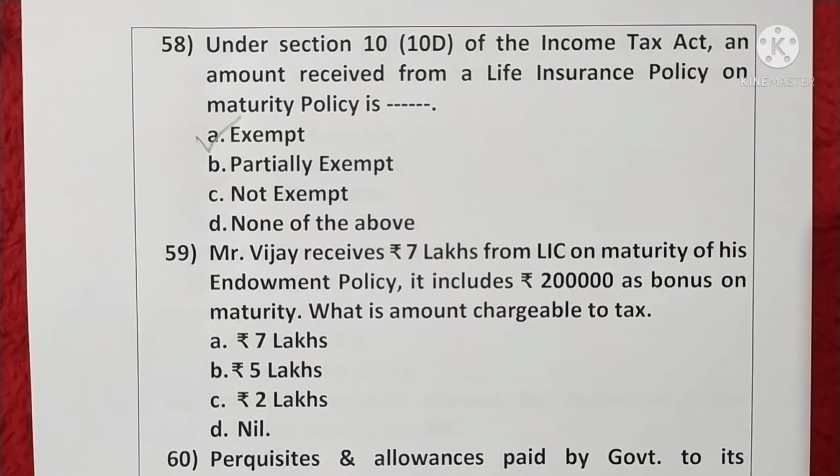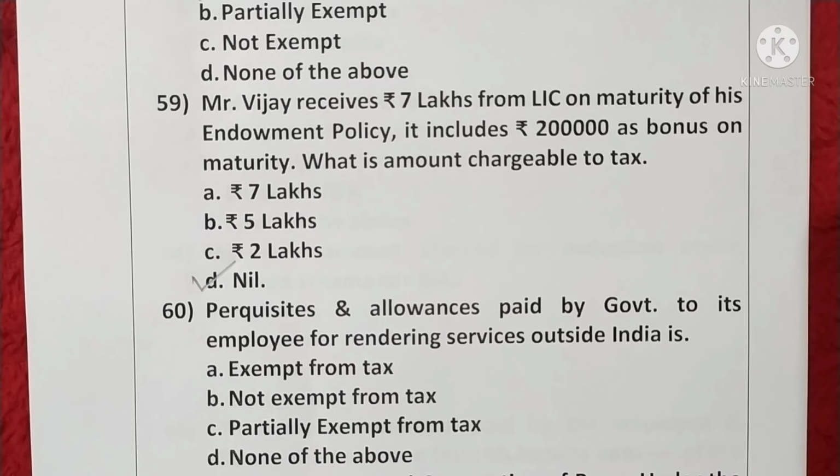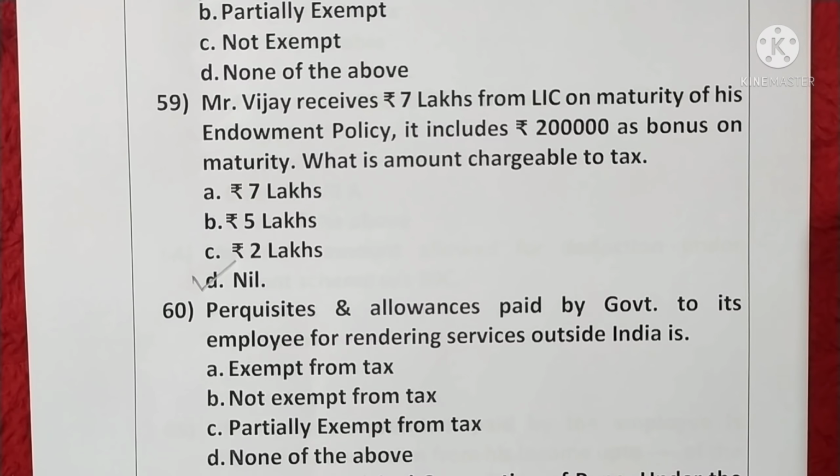Question 59. Mr. Vijay receives rupees 7 lakhs from LIC on maturity of his endowment policy. It includes rupees 2 lakhs as a bonus on maturity. What is the amount chargeable to tax? Here, amount received from LIC is fully exempt from tax. Therefore, option D is correct one. Question 60. The perquisites and allowances paid by government to its employee for rendering services outside India is exempt from tax. Option A is correct one.